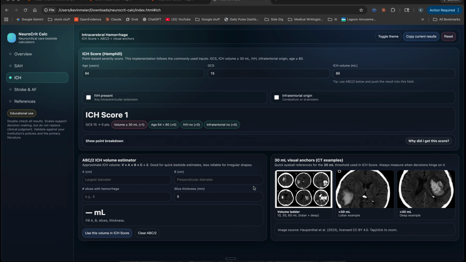For the ICH, this is exactly what I had in mind, CT-based images that were labeled as this is 10, 30, or 60 cc volumes. While I don't know if that's accurate or not, that is exactly what I had in mind. Here, a huge deterrent for me is that you have to manually type in the age, the GCS, the volume. There's not a simple above or below certain volumes. And so that's kind of a pain. So that's a big flop for me, but you can calculate the volume right there.